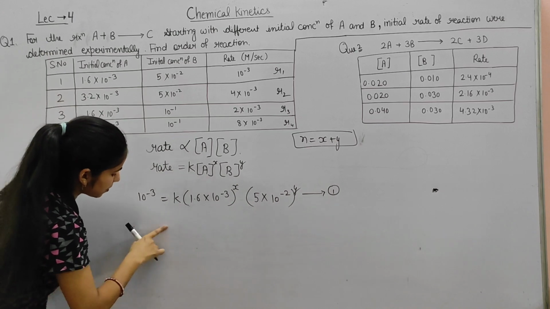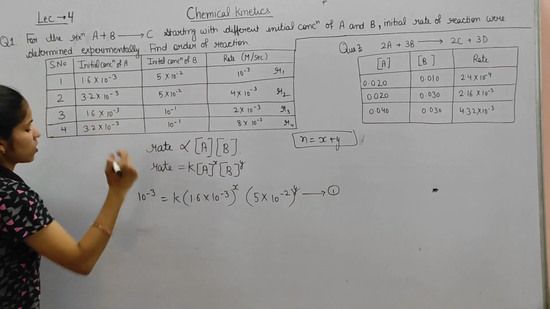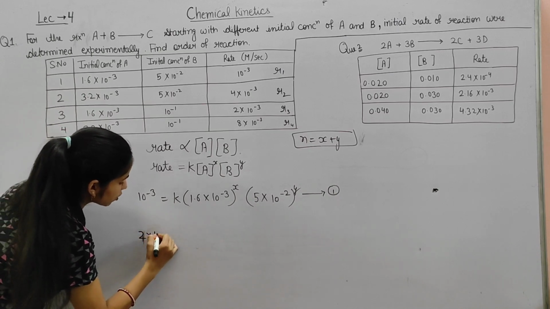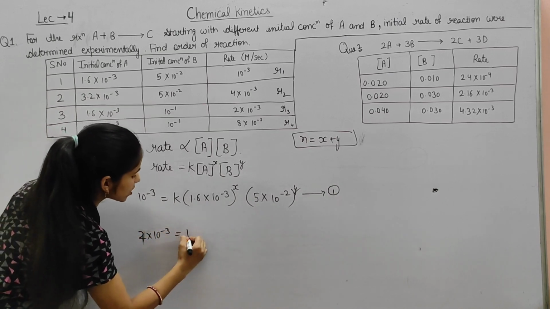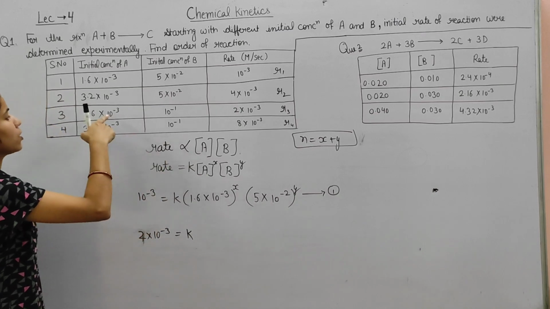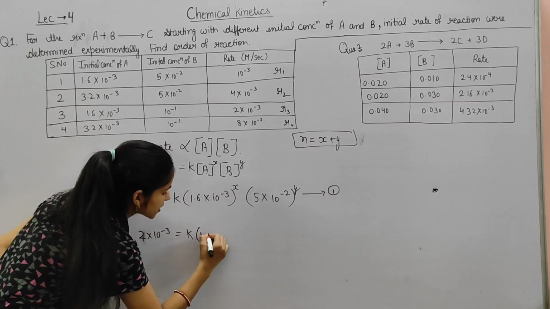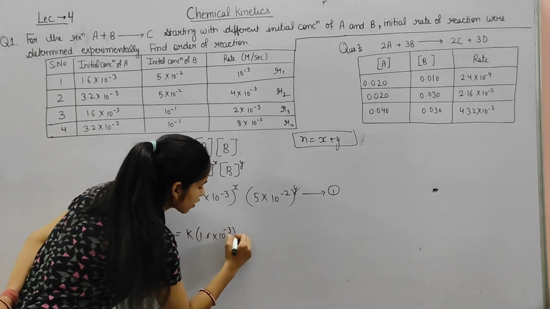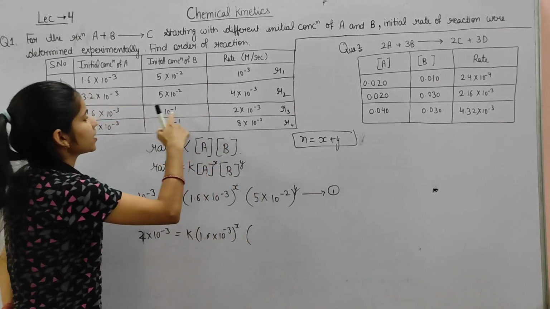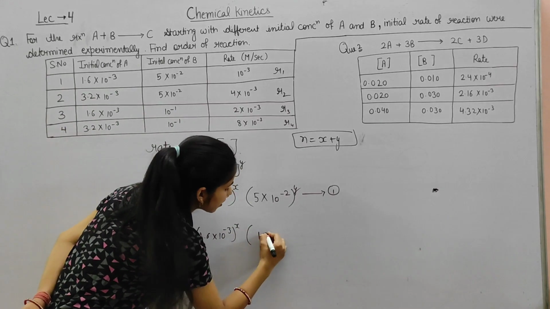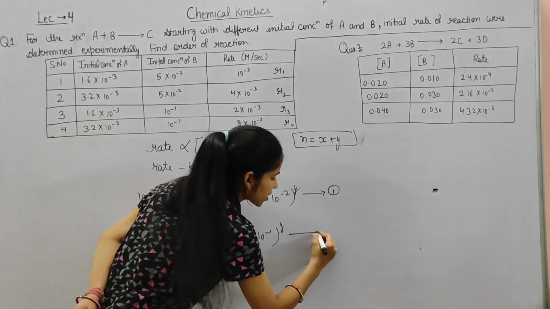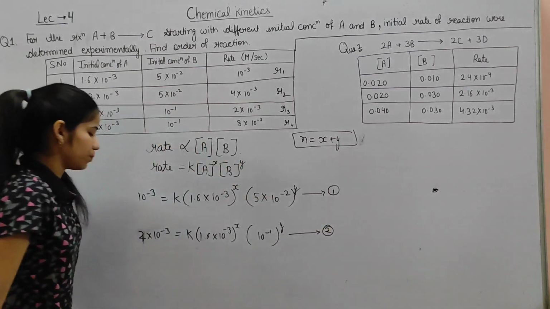From third serial number, this is written as 1.2 × 10^-3 equals k. We are putting the value of A here. So 1.6 × 10^-3 to the power x, and (10^-1) raised to the power y. So this is equation number 2.